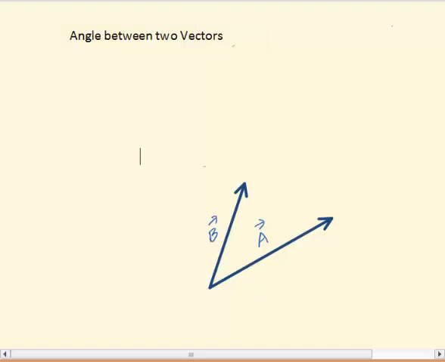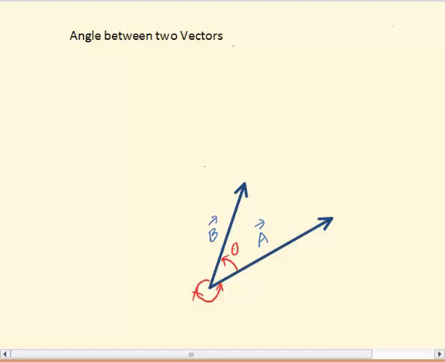Now, the angle between A and B in this case is defined as the smaller of the two angles formed by joining tails of A and B. So you can see there are two angles. One angle is this, and the other angle is this. So the angle between vector A and B is defined as the smaller of the two angles. So this is not the angle between A and B. This qualifies as our angle between A and B as defined.